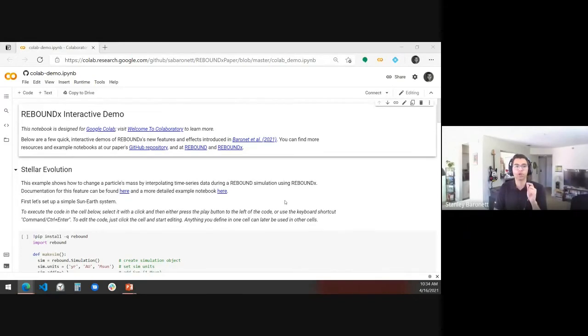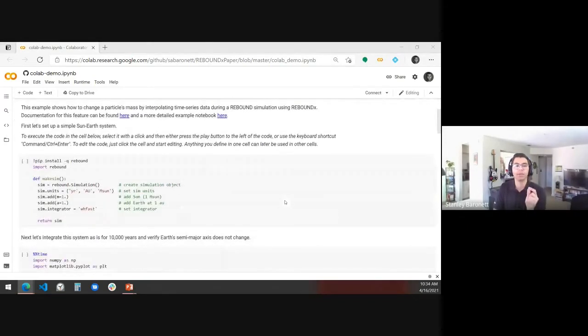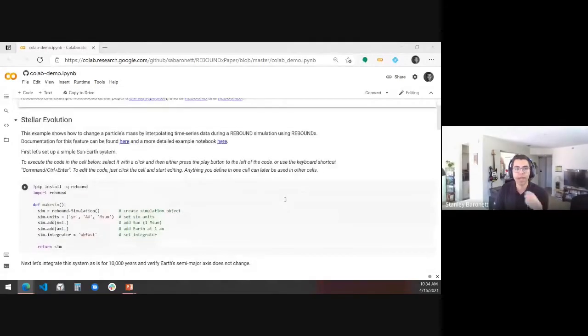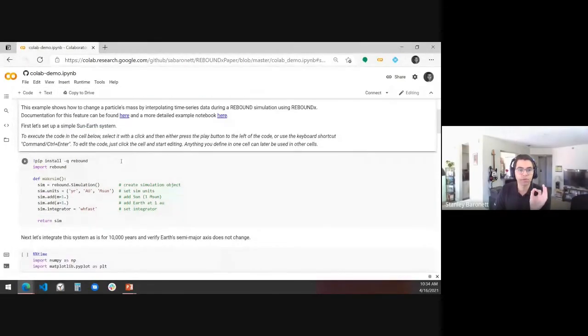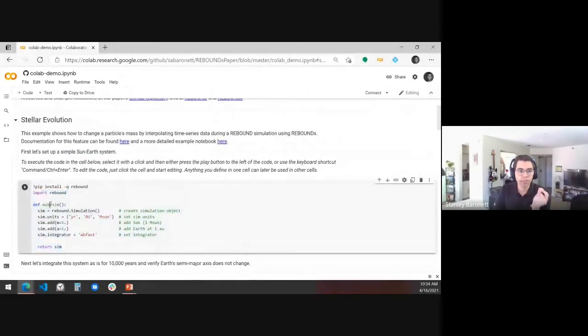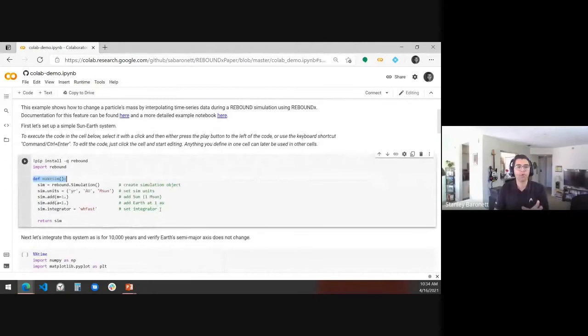And so what I'm going to show here is just 2 simple examples of stellar evolution and the tidal effect that we've incorporated into Rebound. Again, feel free to follow along. Otherwise, you could just follow along with what I'm doing here. So in this first case, all we're going to do is set up a very simple Sun-Earth system here. If we look at the code really briefly, we import Rebound, and we define a function where we'll create our simulation. And it's just a couple of lines.